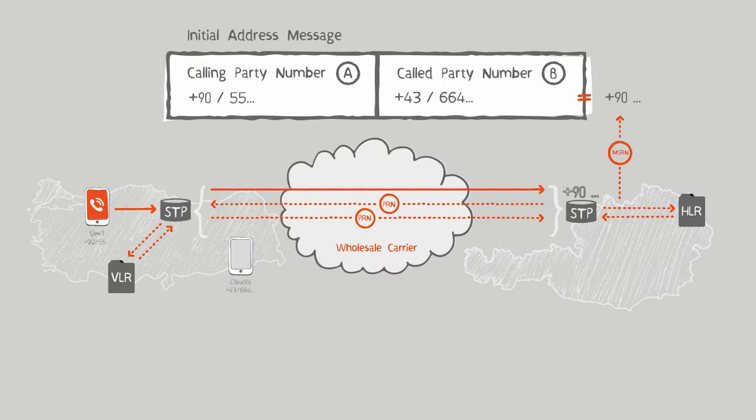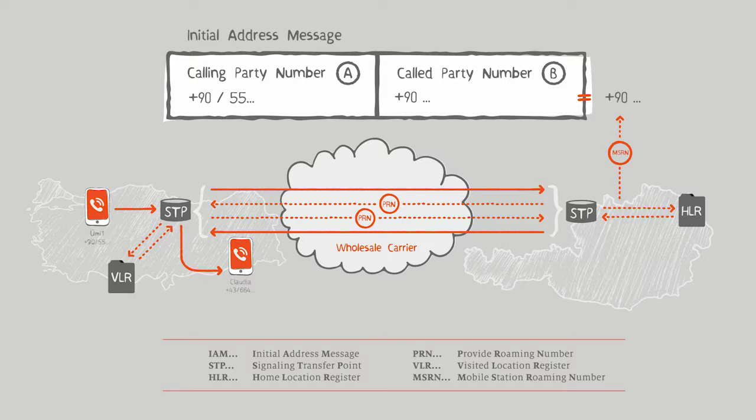The Austrian STP will replace the called party number belonging to Claudia with the MSRN and forward the message to the voice carrier, which is now able to terminate the call in the correct network. After several additional signaling messages, which we can ignore here as they are irrelevant for billing purposes, Claudia's mobile phone will alert her to an incoming call, and as soon as she picks up the phone, the call will become active.